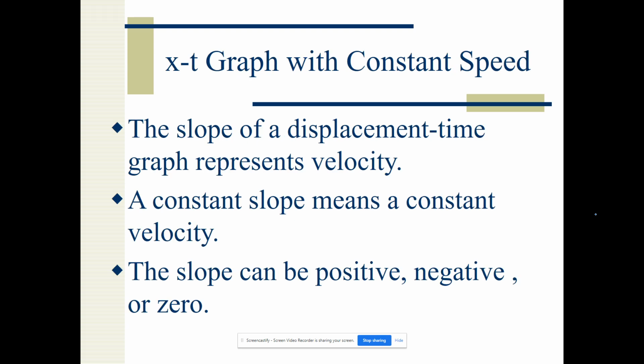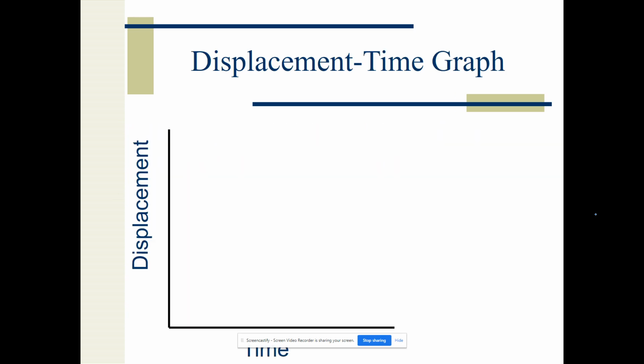Whenever we plot out displacement versus time, what we're really plotting out is the velocity, and that's what it's going to represent. A straight line is a constant slope. So anytime you see a straight line, it's going to mean a constant velocity. And if there's a slope to it, it could either be a positive or a negative velocity. If there is absolutely no slope, then it's going to be a zero velocity. What do I mean by that? Let's take a look at a graph.